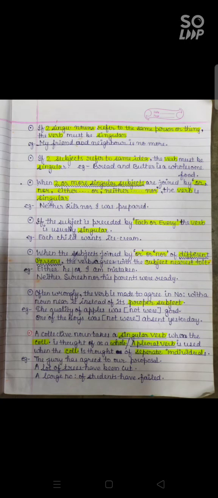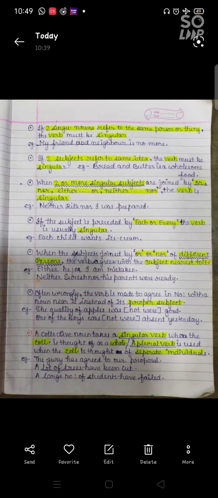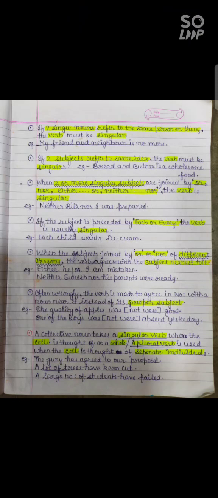So here I come to the next set of points. If two singular nouns refer to the same person or thing. Now here we need to notify it, like in this part also we are talking about two singular nouns, but these two nouns are referring to the same person. For one single person we are using two different nouns. In such a case, the verb that we use has to be singular.